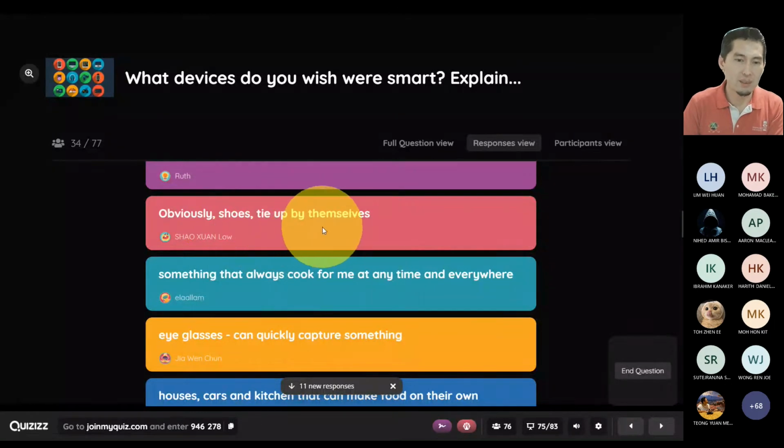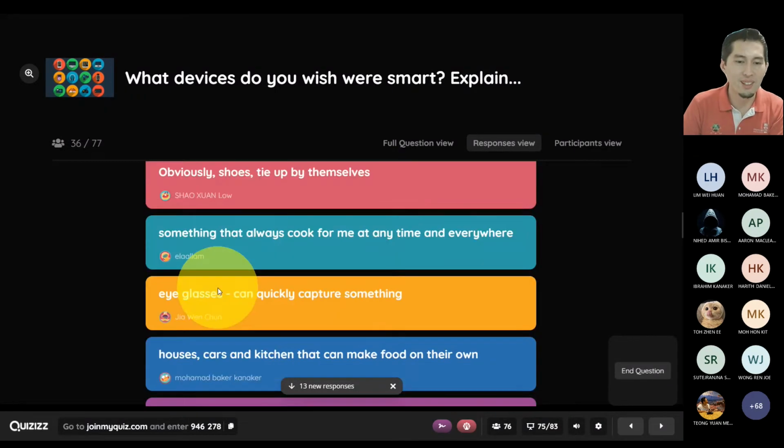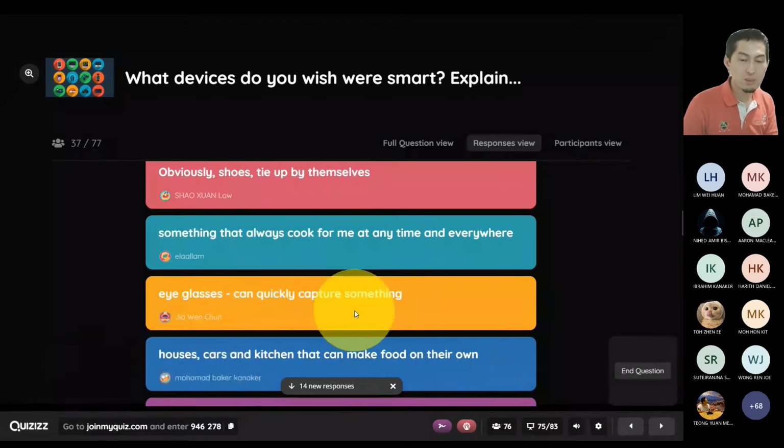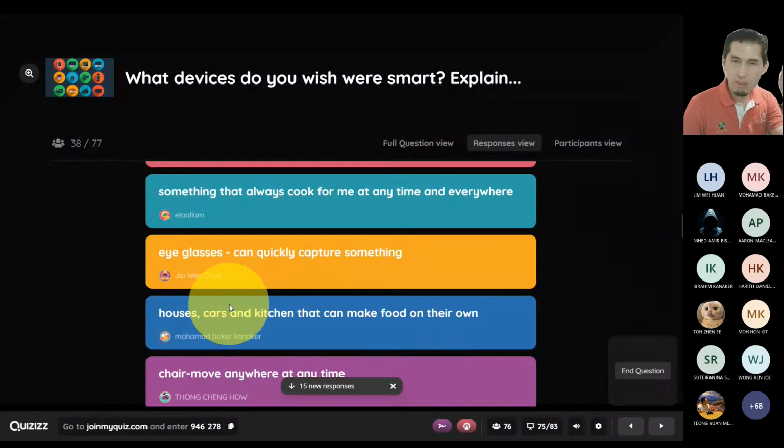Obviously shoes that tie up by themselves. Something that always cooks for me at any time and anywhere. El Alam, that is called your better half, your partner in your life. Eyeglasses, Jiawen, can quickly capture something. Ooh, interestingly, this reminds me of that Netflix series called Black Mirror.